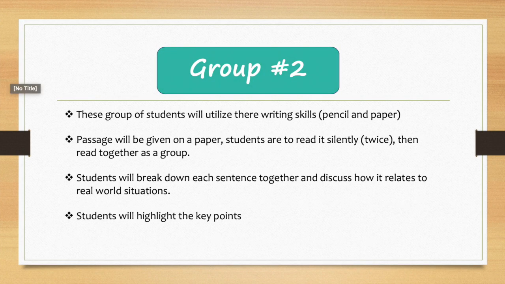Group number 2 will be utilizing their writing skills. A different passage will be given on paper, and the students will read it silently twice and then read it as a group. Students will break down each sentence together and discuss how it relates to real-world situations. Students will also be asked to highlight the key points.